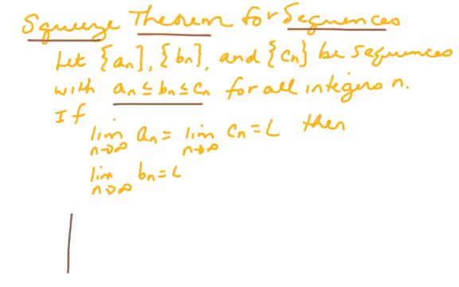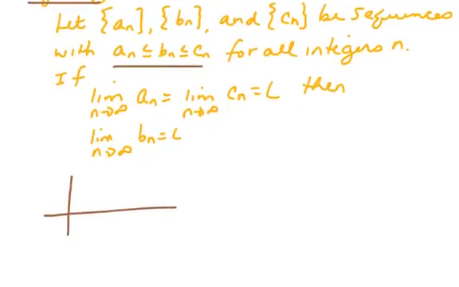So graphically, you might see something like this. If I were to graph a sequence, let me use a different color. So say this is the a_n sequence. And if we have another sequence, c_n, and in the middle is your b_n, and this sequence converges to L, and this sequence also converges to L, then because b_n is between them, it also is going to converge to L.